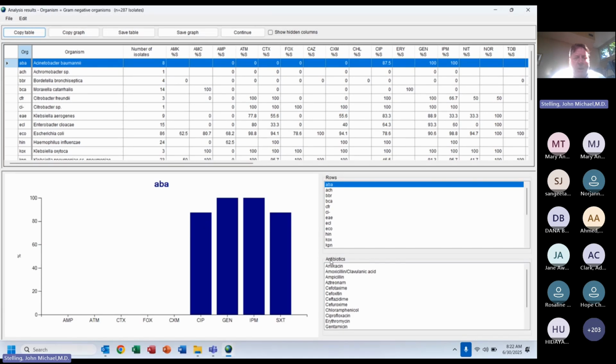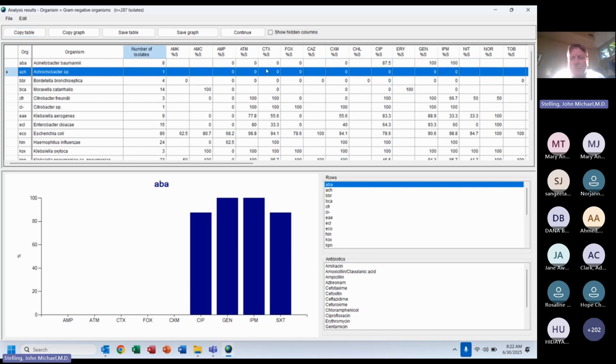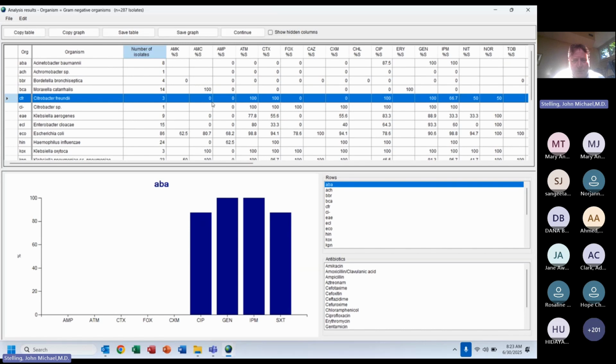So here I see all of my gram-negative organisms, and you can see, for example, at Chromobacter, there was only one isolate. So of course, with one isolate, it's either going to be 0% sensitive or 100% sensitive. Here we have 3 isolates. It's either 0%, 100%, or here it's 2/3%. So these numbers are tiny.